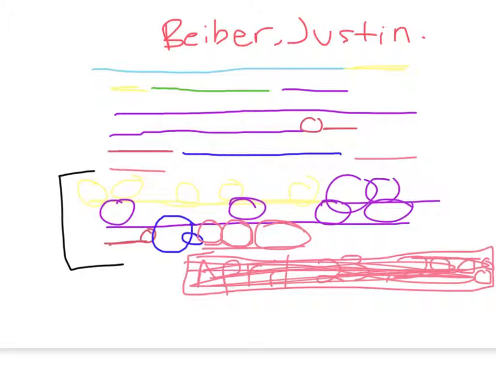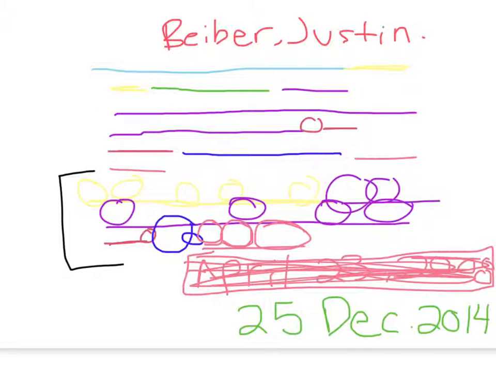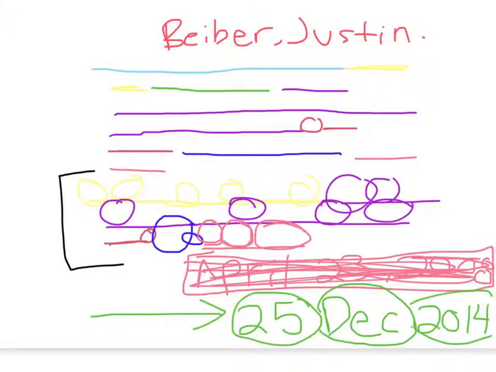So for example, if I accessed a website on Christmas, I would do 25 December, DEC period, 2014. So you have the date, the month abbreviated with a period, and then the year. It is really, really important that you follow that format. And then, of course, you're going to end your bibliography annotation with a period.